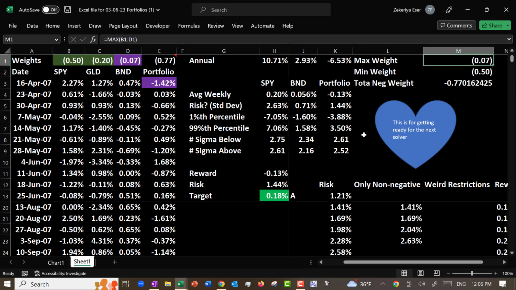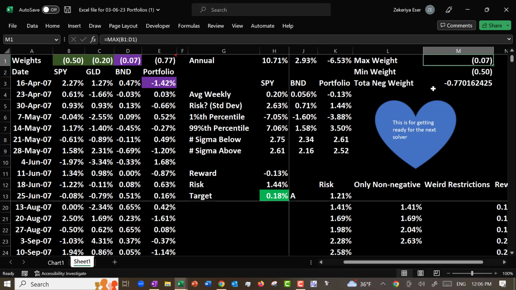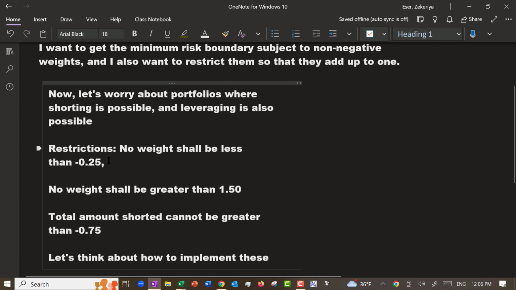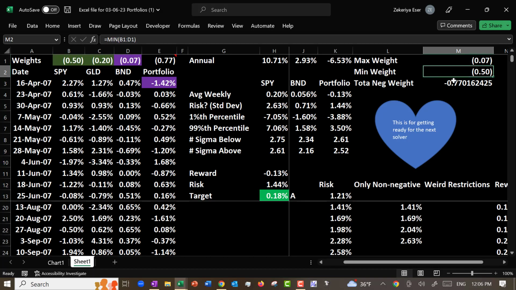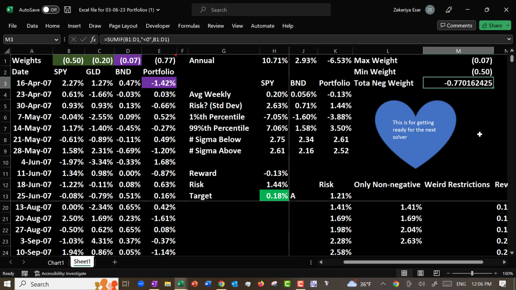Now I can impose my restrictions. No weight shall be greater than 150. That means max weight has to be less than or equal to 150. No weight shall be less than negative 0.25. Min weight has to be greater than or equal to negative 0.25. Total amount shorted cannot be greater than 0.75. Same thing here. If I want, I could also impose a restriction on total amount. Well, this will pretty much do it.